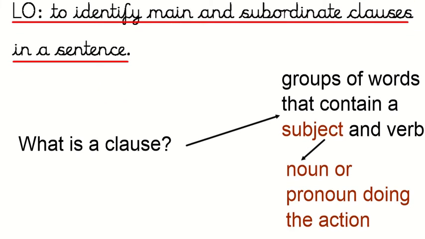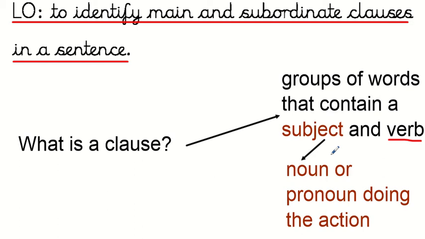Now, a clause is a group of words that contain a subject and a verb. Now, you'll know what a verb is, Year 5 and Year 6. Can you remember? That's right, a verb is a doing or action word. Can you think of an example? How about catching or running, jumping, reading?